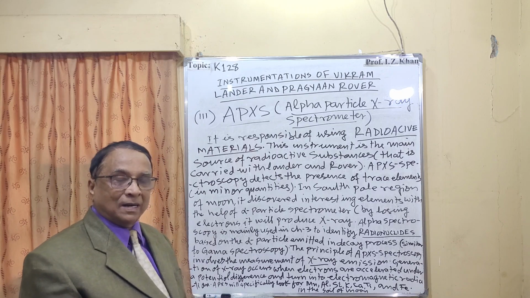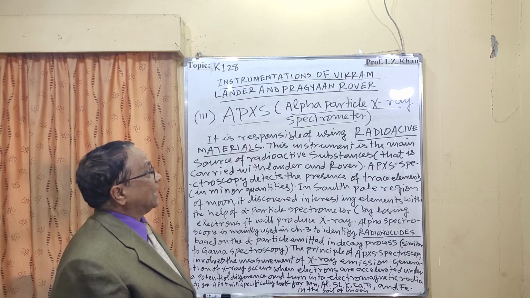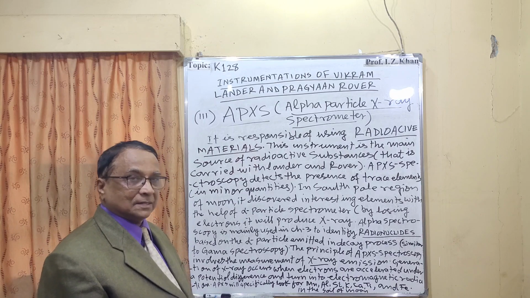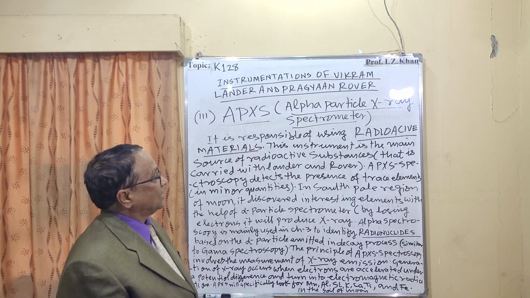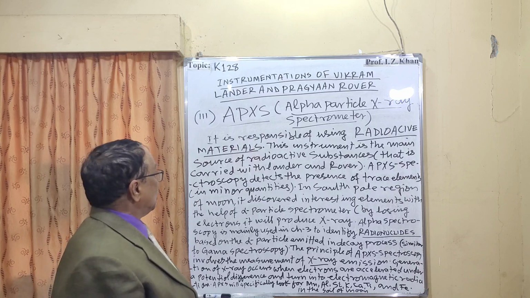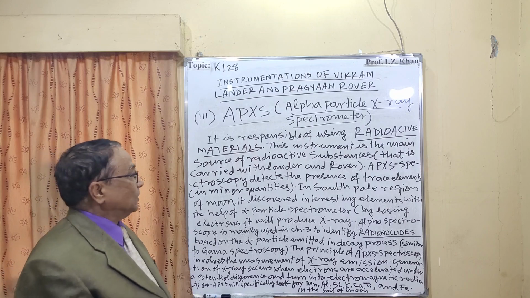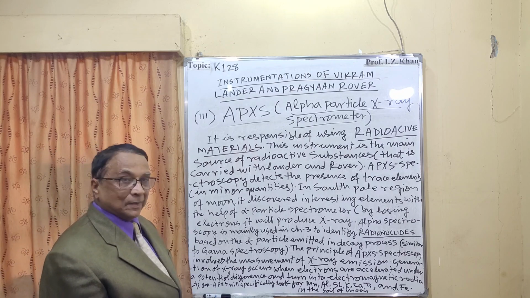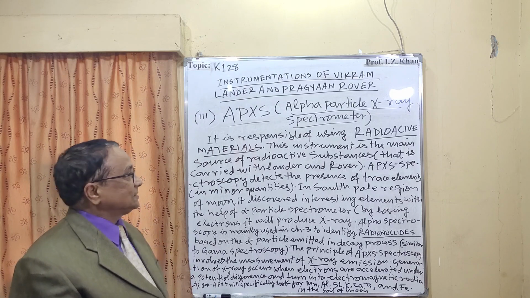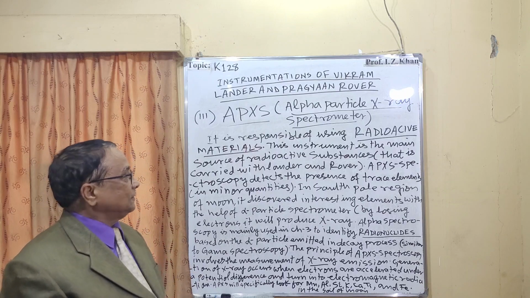There is also a gamma particle X-ray spectrometer. Here we are using alpha particle. There are alpha, beta, gamma. Gamma is rays, and alpha, beta are in the form of particles. It is responsible for using radioactive materials that are inbuilt with Chandrayaan, that is Vikram and rover. And this instrument is the main source of radioactive substance that is carried with the lander and rover, that is Chandrayaan 3.